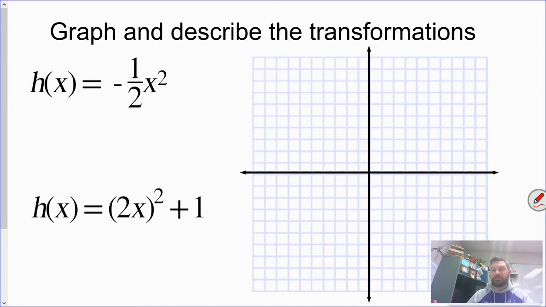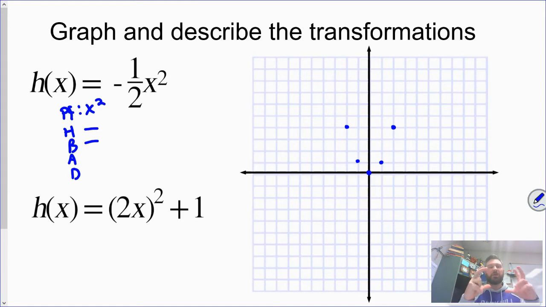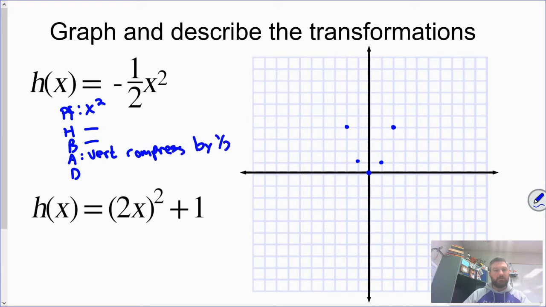So describe the transformations and graph again. So just kind of put the dots here of our parent function. We've got x squared on both of these. Now with this one, the parent function is x squared, h, b, a, k. I don't have anything in parentheses here, so that means I don't have an h and I don't have a b. If you have an h and b, they will give you parentheses in the problem. A is this one out here, so it's a half and it's a negative. So A is going to be a vertical compress by half, and then it's going to flip over the x-axis.